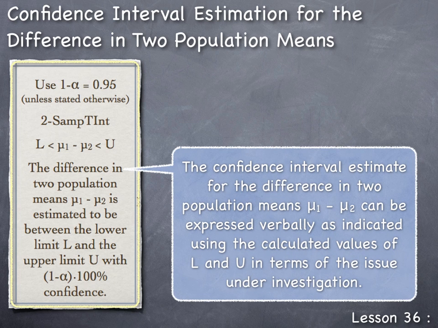The confidence interval estimate for the difference in two population means, mu1 minus mu2, can be expressed verbally, as indicated here, using the actual calculated values of L and U in terms of the issue under investigation. That is, we can use the words of the problem and the actual values of L, U, and the 1 minus alpha to express our confidence interval by saying something like, the difference in two population means, mu1 minus mu2, is estimated to be between the lower limit L and the upper limit U, with 1 minus alpha times 100% confidence.